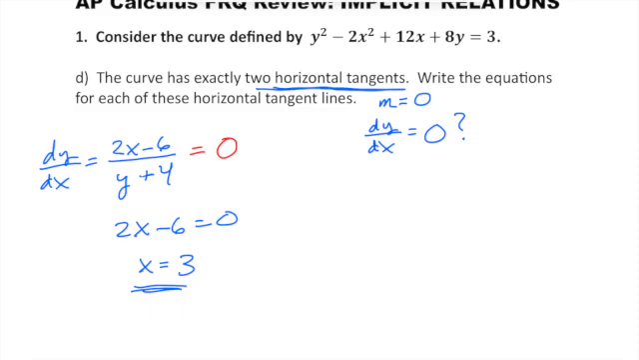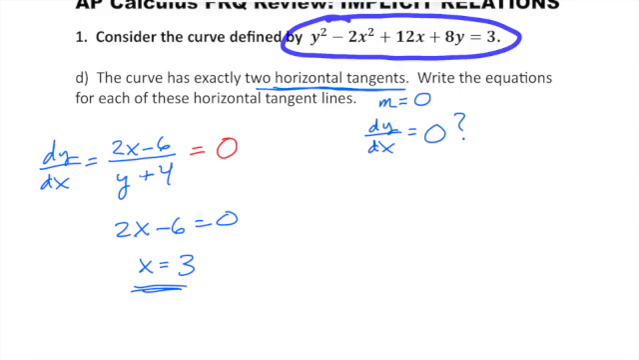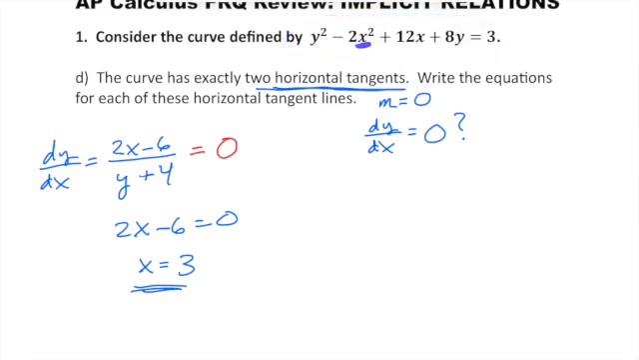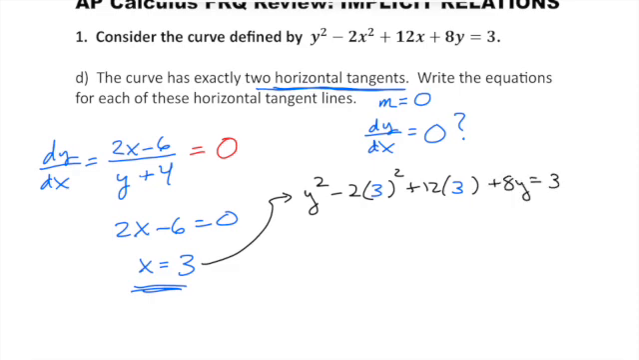From the original function. So I'm going to take this original implicit equation and plug 3 into it for x, and find out what are the y values that pair with an x value of 3. So here we go. We're just going to substitute this right in. y squared minus 2 times 3 squared plus 12 times that x value of 3 plus 8y is equal to 3. And let's find out what y is. That's what we're after here.